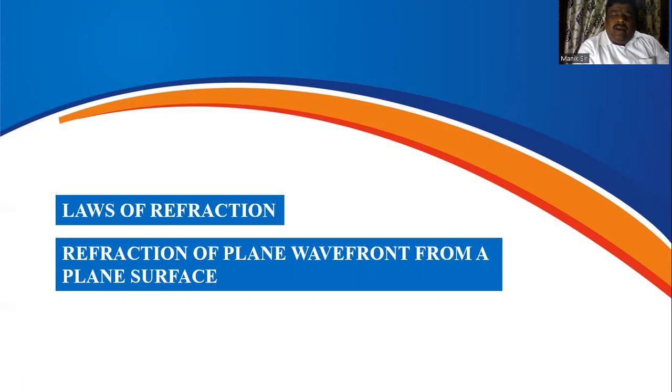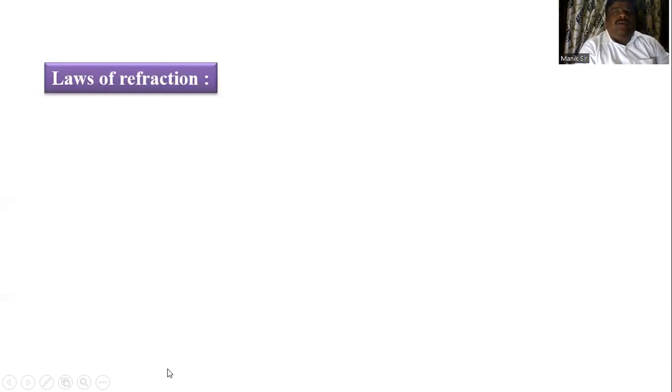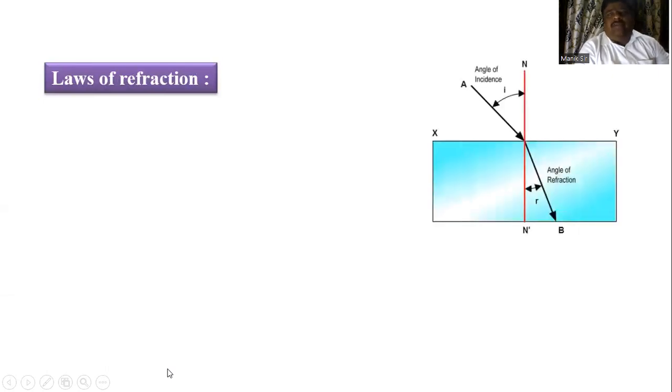The angle made by the incident ray with the normal is called angle of incidence, and the angle made by the refracted ray with the normal is called angle of refraction. Here we are going to define the refractive index of the medium, and we are going to explain this phenomenon with the wave theory of light, Huygens wave theory. So first of all, see what are the laws of refraction.